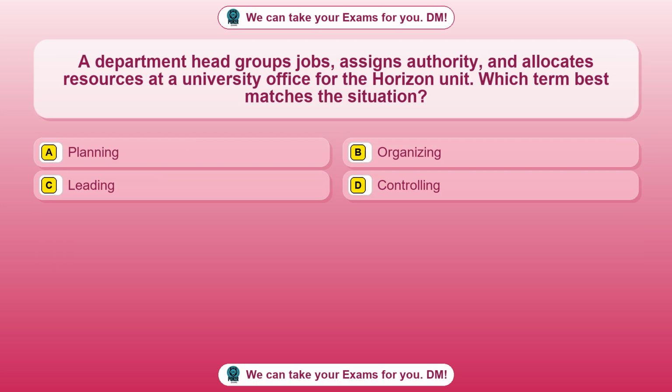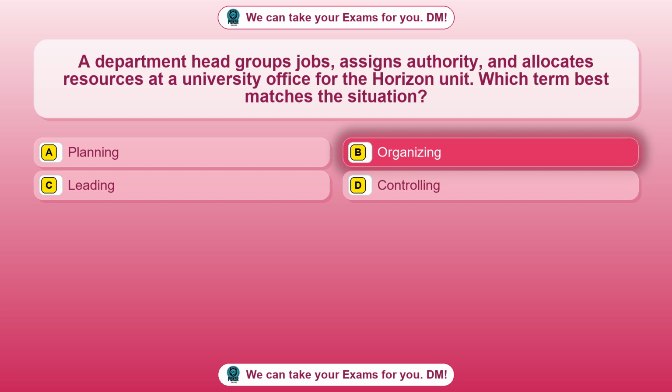Question 9. A department head groups jobs, assigns authority, and allocates resources at a university office for the Horizon unit. Which term best matches the situation? Option A, planning. Option B, organizing. Option C, leading. Option D, controlling. The correct answer is option B, organizing.